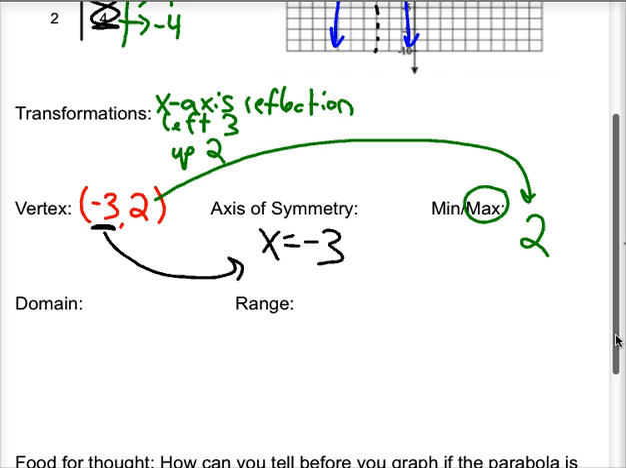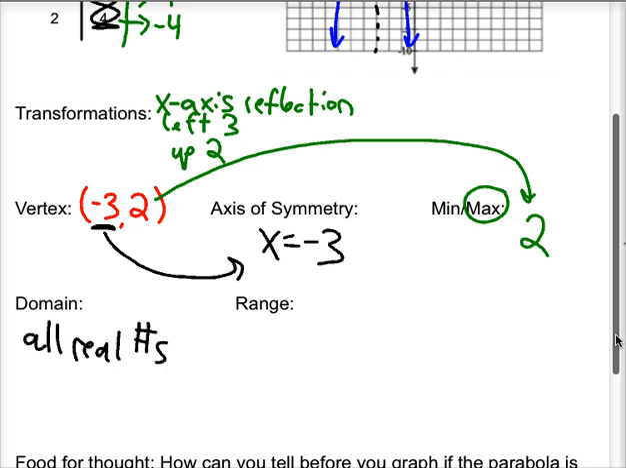The domain. We love doing the domain because it's always the same. We can use all real numbers. Any real number can be used. Any x value is possible, is legitimate.